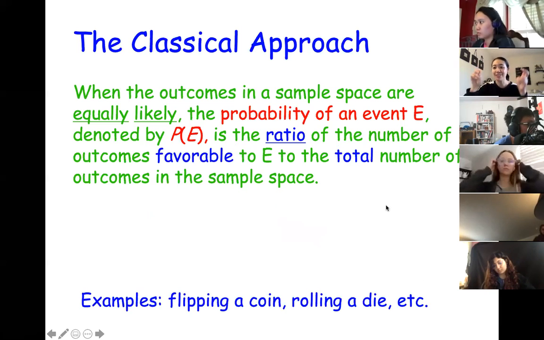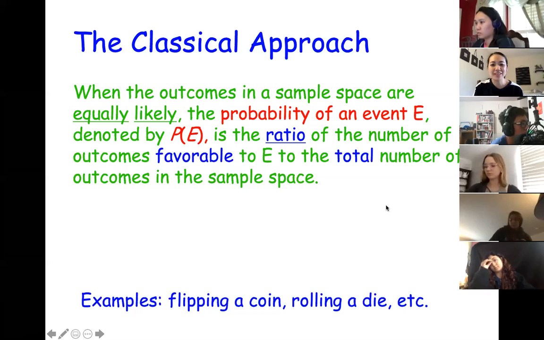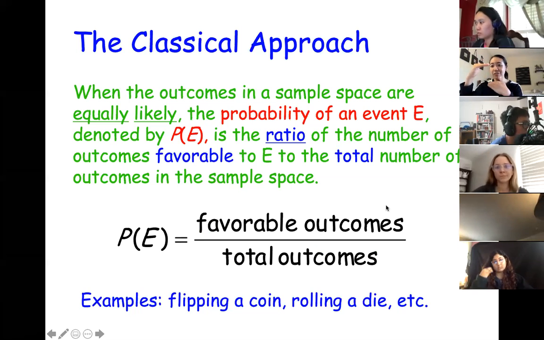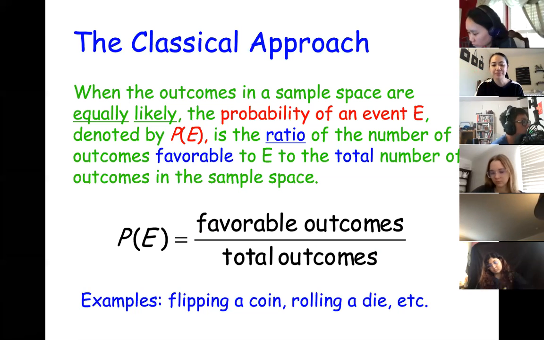All right, so that is what we call the classical approach to probability. It's basically the ratio of favorable outcomes, in this case blue marbles, so 6 of them, out of the total number of marbles, 10. So 6 out of 10 giving us 60%. Okay, so this is a classical approach.